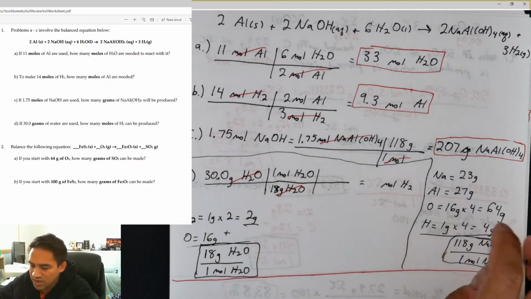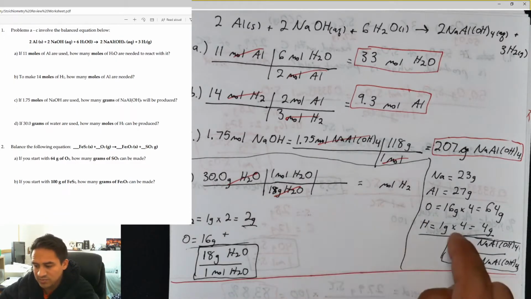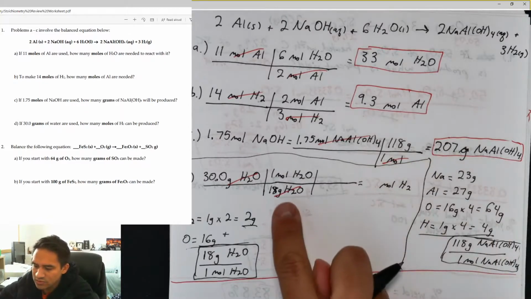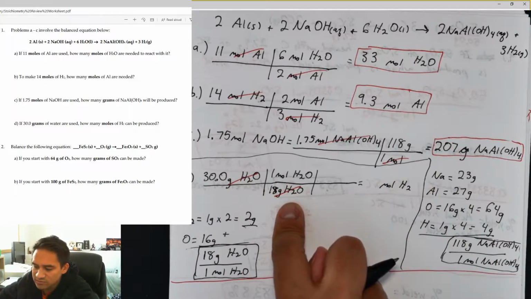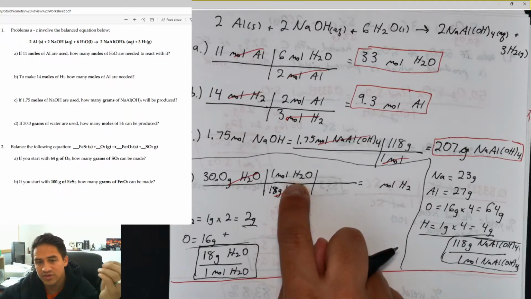Now, I could solve this and get an answer and write it down and then do the next part, but I'm just going to do it in one long conversion. So if we do this math out, we're going to get a number, and the units on that number are going to be in moles of H2O. Okay. Now letter D is asking for moles of H2.